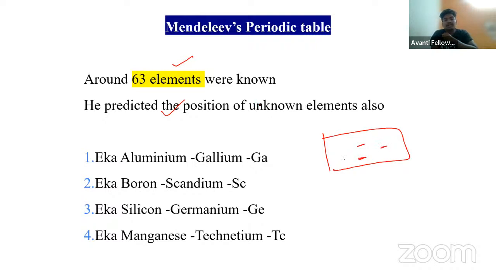He predicted that whatever elements would be found in the future need to be placed in particular groups or particular periods. He mentioned it like this: Eka aluminum is simply gallium, Eka boron is scandium, Eka silicon is germanium, Eka manganese is technetium. These are elements that had not been discovered at that time, but still he mentioned them by the names Eka aluminum, Eka boron, Eka silicon and Eka manganese.